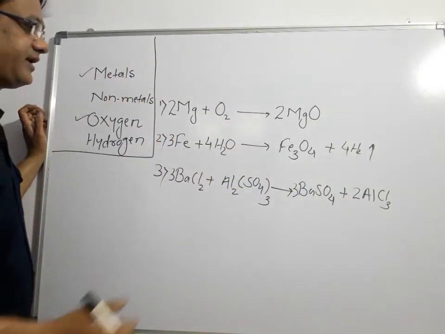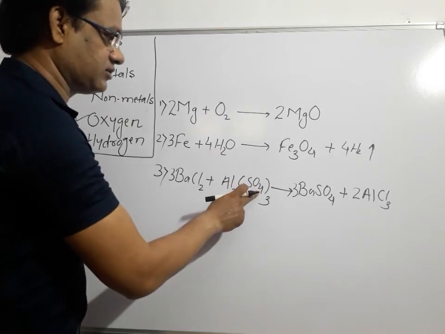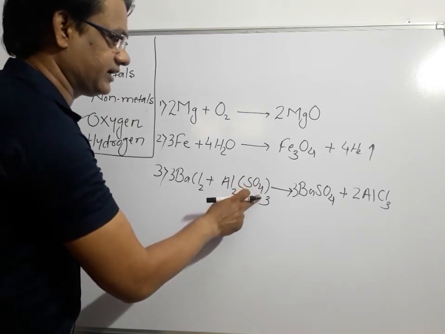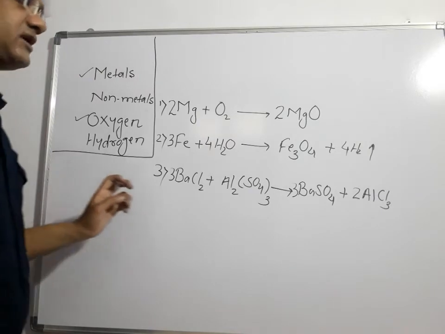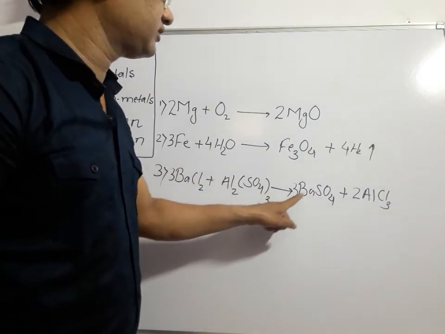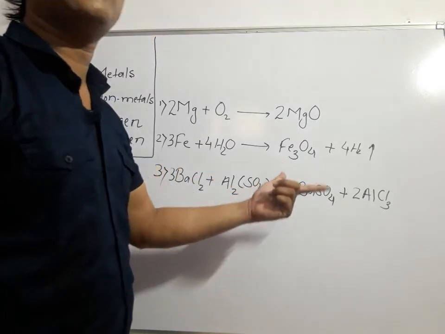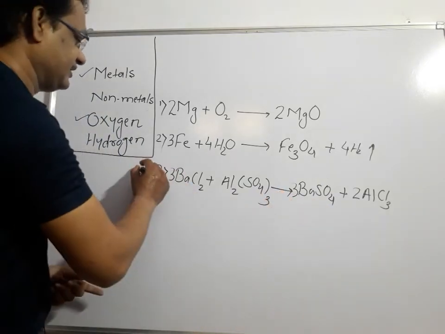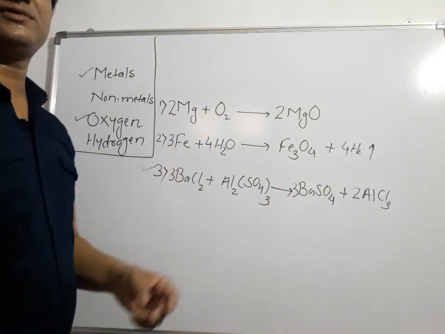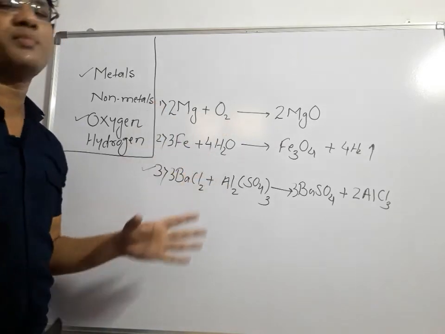Okay. Now what is remaining here? Oxygen atom. So how many oxygens are here? 4 into 3, that is 12 oxygen atoms are here. And here 3 into 4, that is 12 oxygen atoms are here. So now in this way we balance this chemical equation. It is a very simple trick.